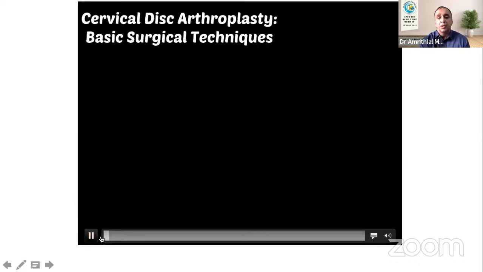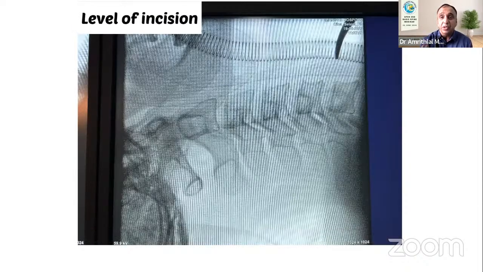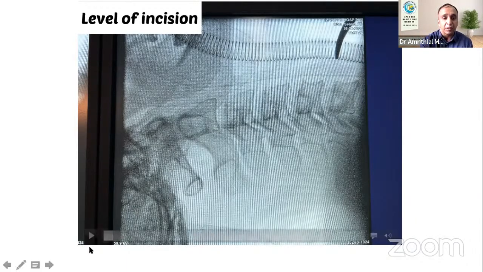So it is very important to position the patient well. Make sure that the cervical spine is in neutral position. There shouldn't be any hyperlordosis or kyphosis. Make sure that on the lateral view of the image, the facets are well overlapped. They have to look like one facet joint. And make sure that you have a good visual of the end plates and the level. You cannot do an arthroplasty without being able to see the level on the lateral view X-ray.